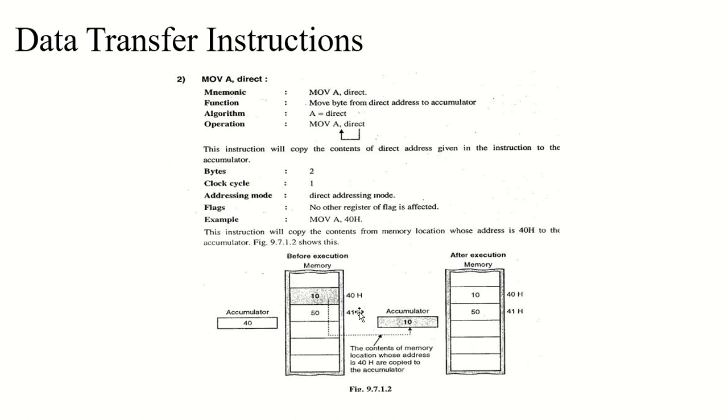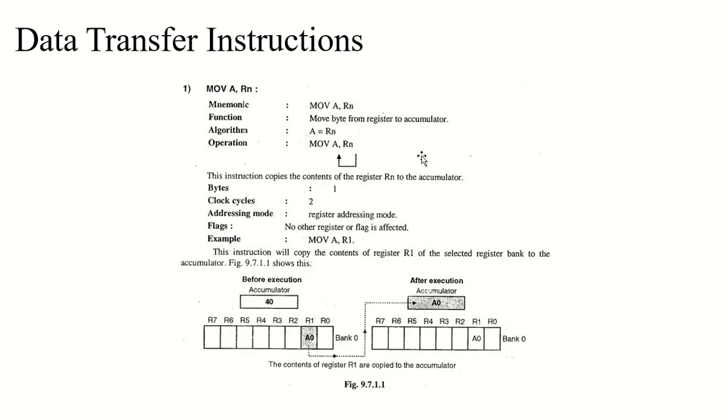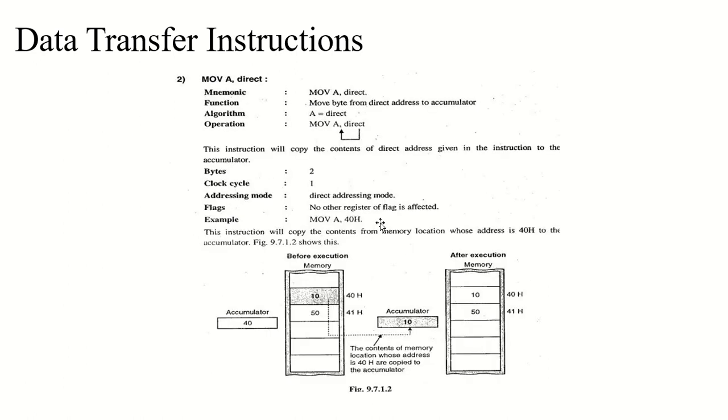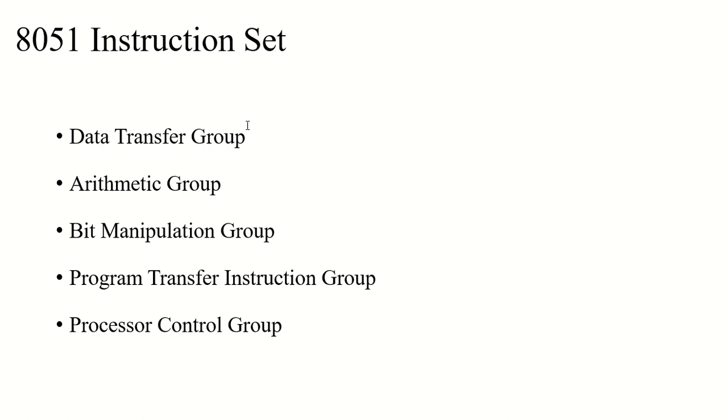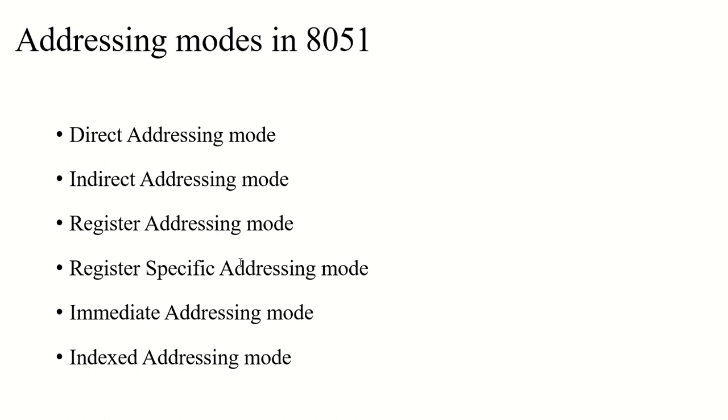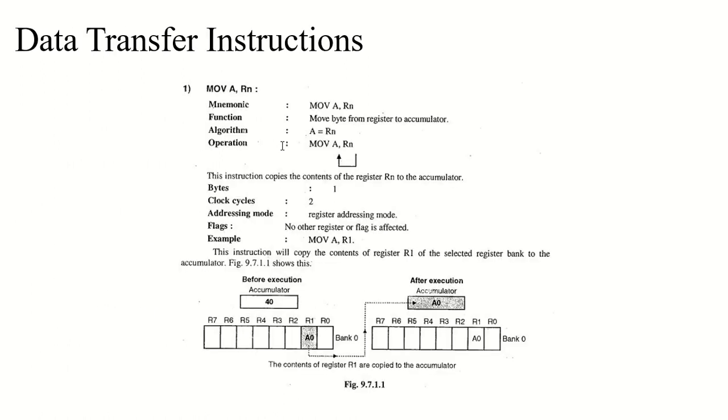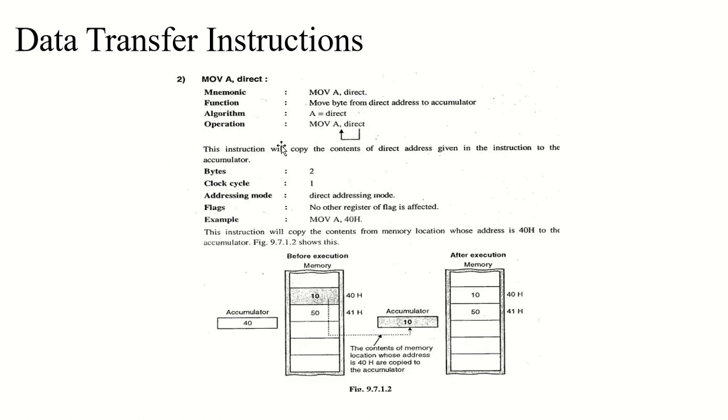So how many bytes does it hold? 2 bytes again, just a single clock cycle. Again, it is a direct addressing mode. Previously, register addressing mode is also part of addressing modes in 8051, and direct addressing mode is also part of addressing modes in 8051. So keep in mind which addressing mode we are using each and every single time. Okay, so this is direct addressing mode because we are directly transferring from some address.